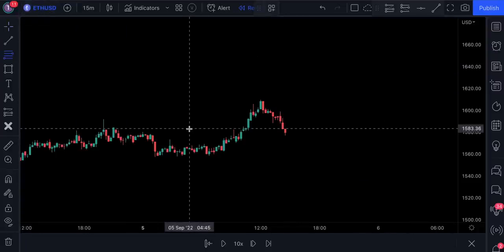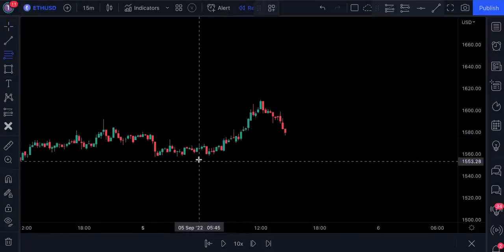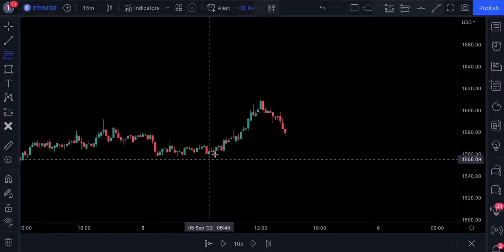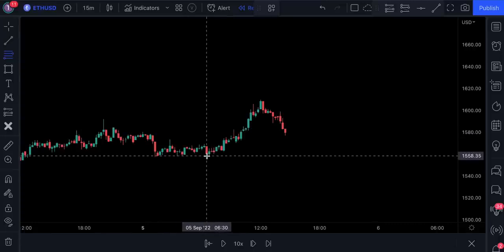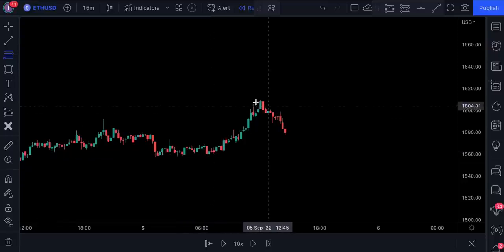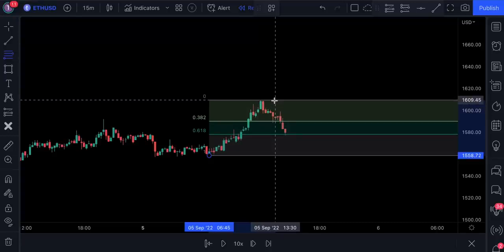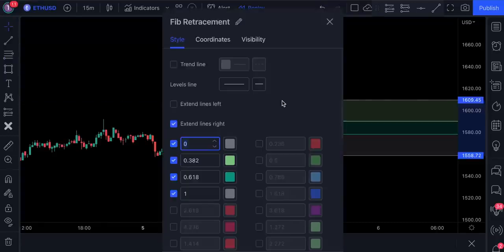The second step will be to identify the major swing low. In this example, we can see that the major swing low level is right here. The next step will be to identify the major swing high. And finally, you want to draw the Fibonacci retracement from the major swing low to the major swing high. By the way, in the settings section of the Fibonacci retracement tool, you want to enable 4 key levels, which are the 0, the 0.38, the 0.61 and the 1.